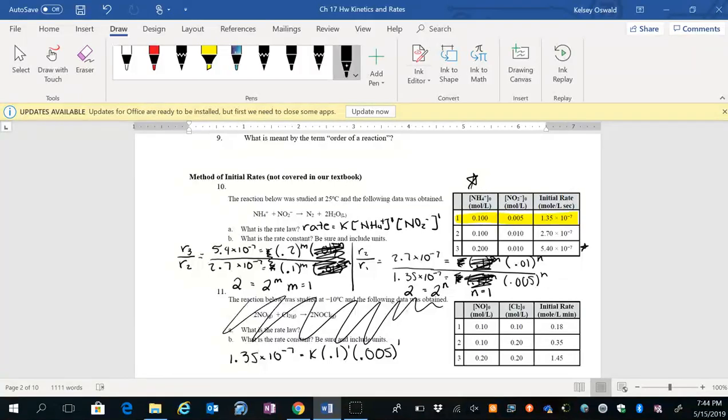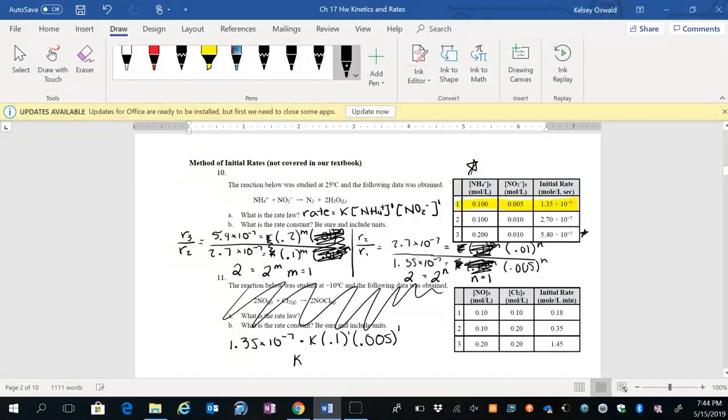And we should get a constant of 2.7 times 10 to the negative 4. You do not need to worry about the units. We're not going to focus on that. But once you know your rate law, just plug in some values and figure out what your constant is. I hope that helped.